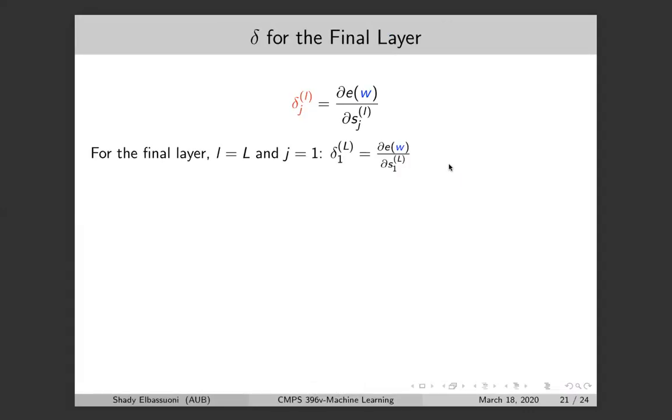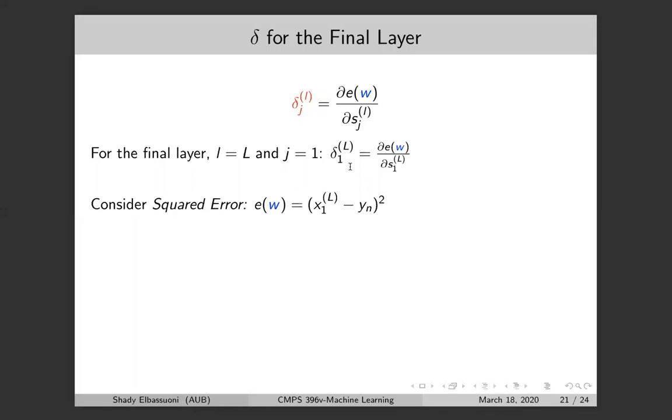Okay, so for the final layer, L is capital L and j is equal to 1. I want to compute delta 1 of L, the gradient at this final output neuron, which is equal to the partial derivative of the error with respect to the signal at this neuron. We're going to consider regression, so squared error, but later on we'll generalize this to other types of errors. So assuming we're using the neural network for a regression problem and we have squared error, we use the squared error to compute the error.